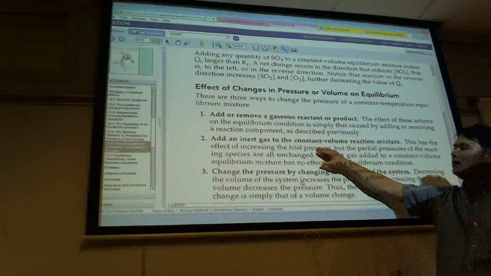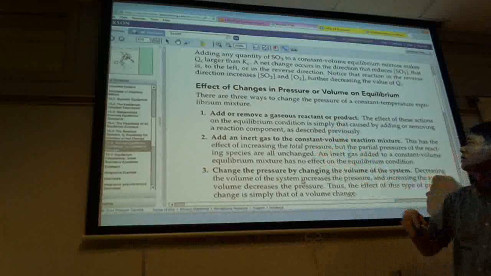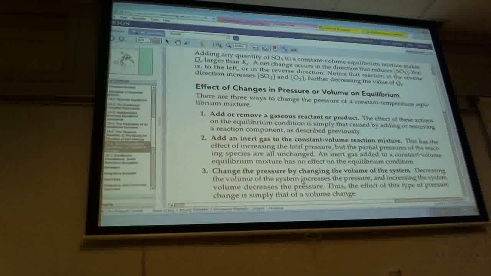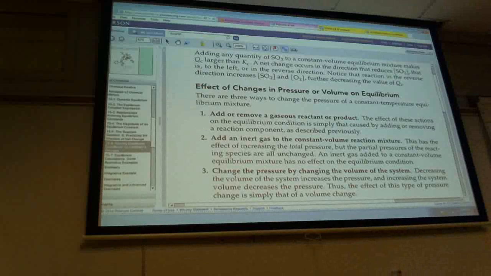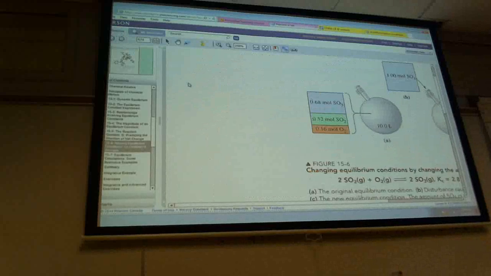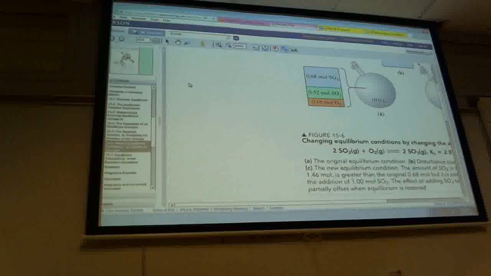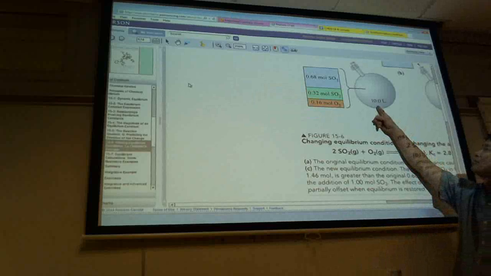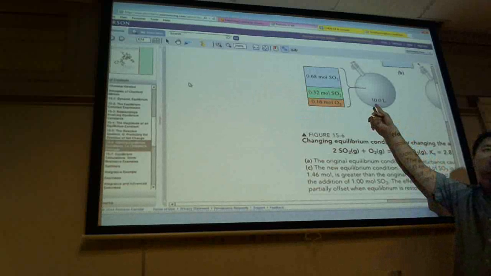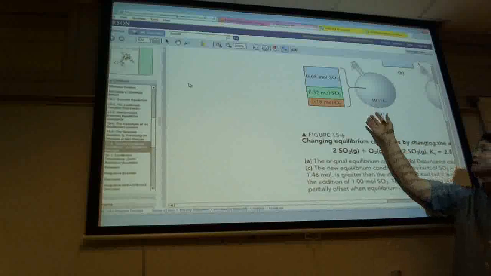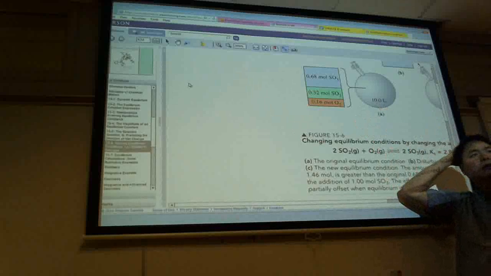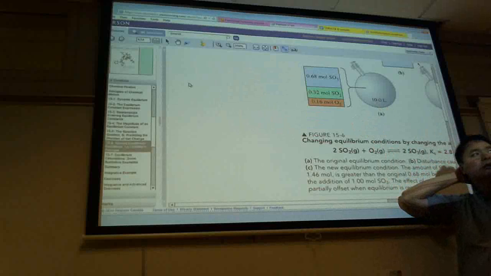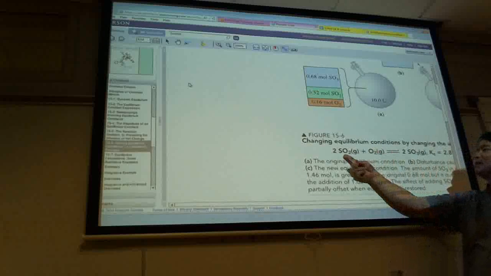Number 2, add an inert gas. If we add an inert gas, will that perturb, that is, upset, this equilibrium? Let's take a look at this. What if we add, let's say, 2 atmospheres of nitrogen gas to this? Then the total pressure in the flask is going to be quite big, right? But will that impact this equilibrium?